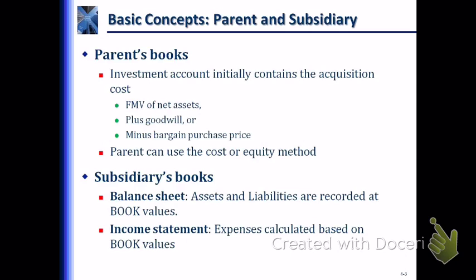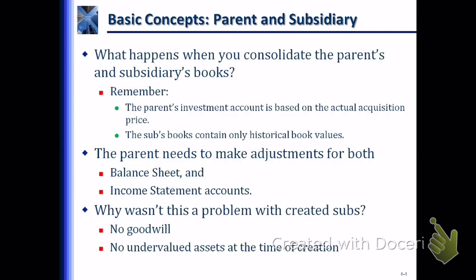The subsidiaries' books are reported at their book values, and their income statement has expenses reported based on their book values. So when we consolidate, the parent and the sub books are going to be at book value. When you combine it with the parents, you basically need to write the assets up to fair market value to get to the consolidated numbers.